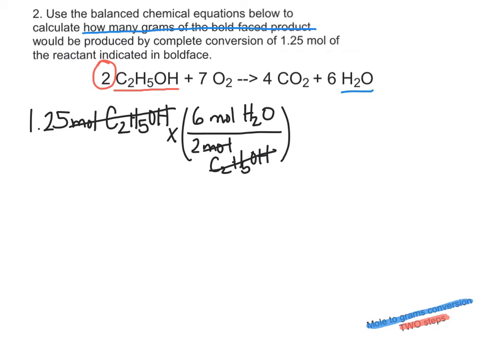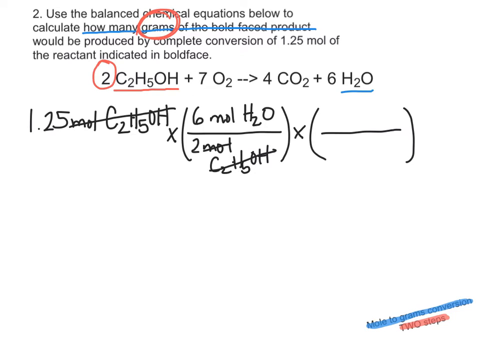But we have to go back to the question. The question says calculate how many grams. So we cannot stop here. We have to keep going. So we want to cancel moles of H2O and get grams of H2O. So how do I do that? Well, for this, we have to think back to our mole conversions. We know how to do a mole to mass conversion.